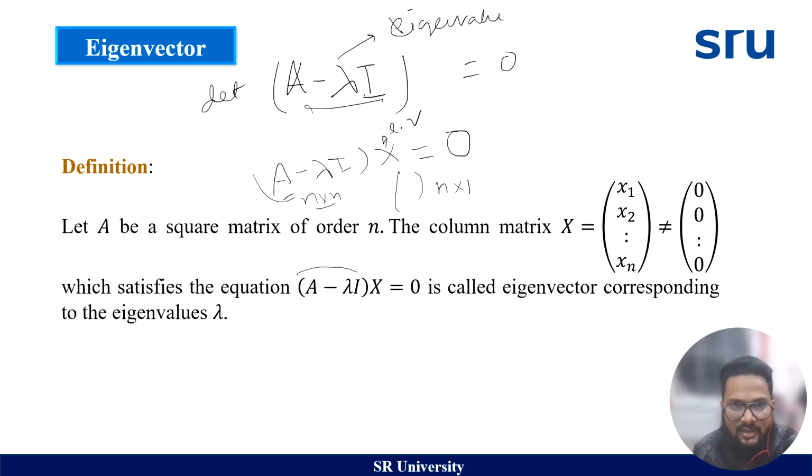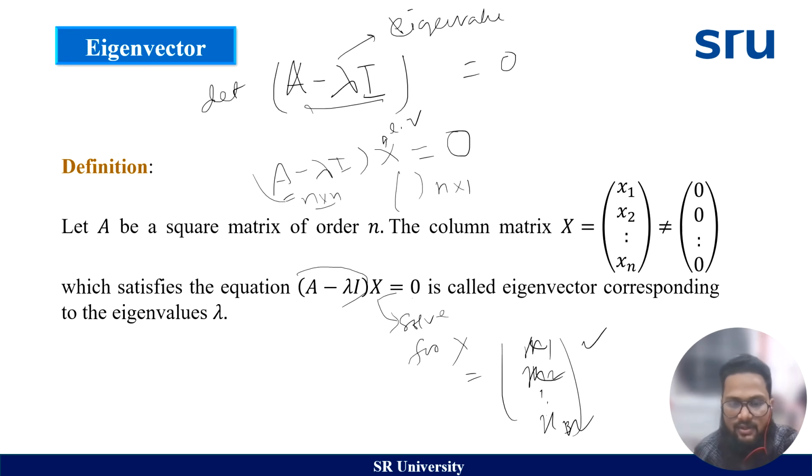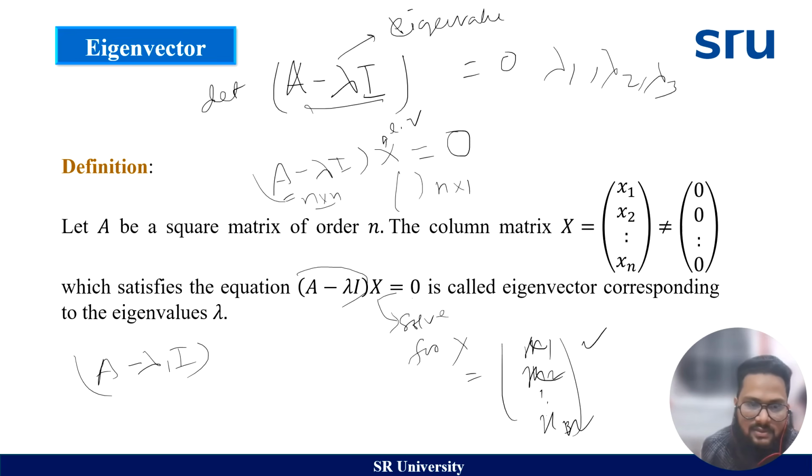Now if you multiply this matrix with x and set it equal to 0, then solve for x. If you get x1, x2, up to xn, this is called the eigenvector. So what is the process? For each eigenvalue, you will get a different eigenvector. Suppose by solving this you get 3 eigenvalues, lambda 1, lambda 2, and lambda 3. Then for one eigenvector you write A minus lambda 1 I. Suppose I write capital X1. If you solve it, you will get capital X1 for lambda 1.